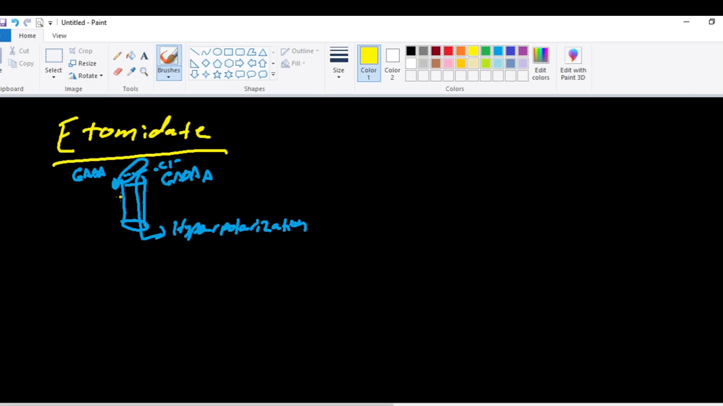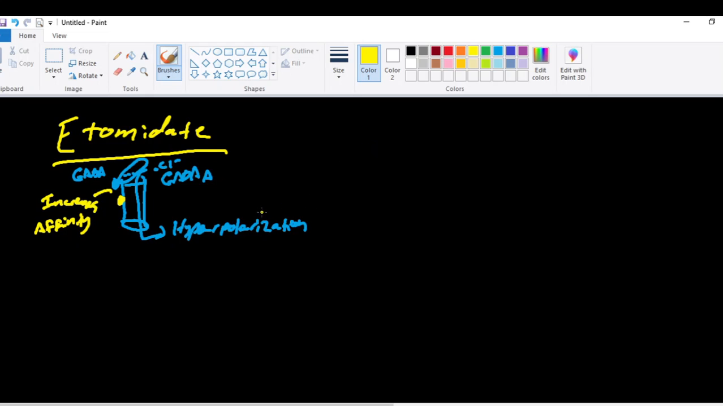Etomidate, similar to propofol, binds to a site on the GABA receptor, and what it does is it increases the affinity of GABA and its receptor. So similar mechanism of action to propofol.